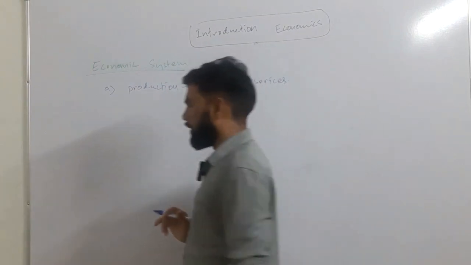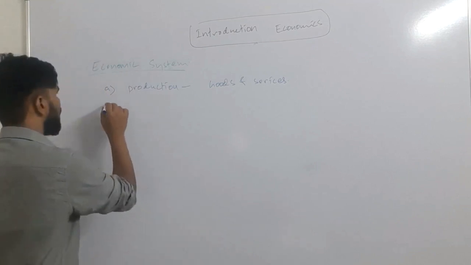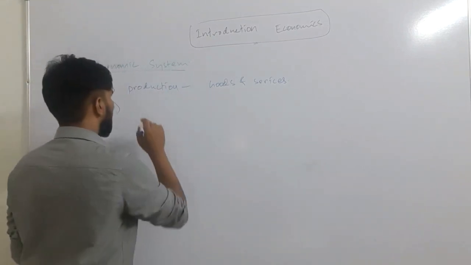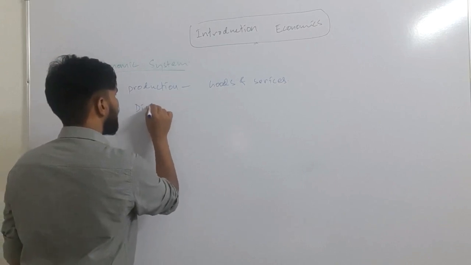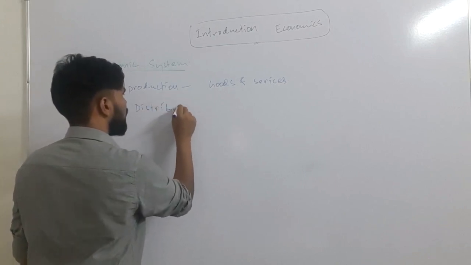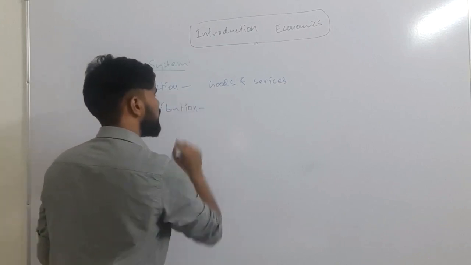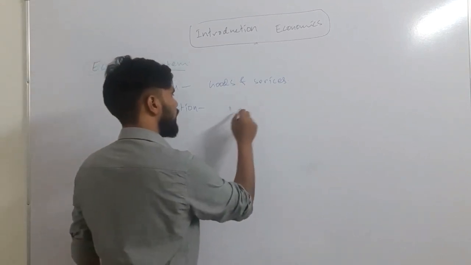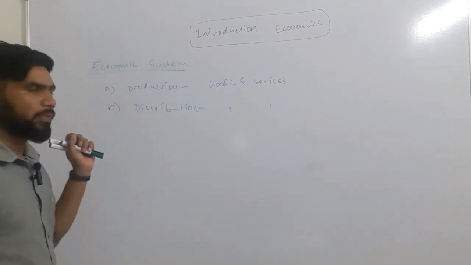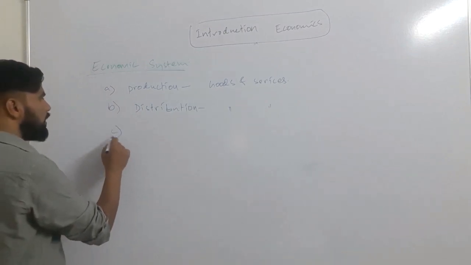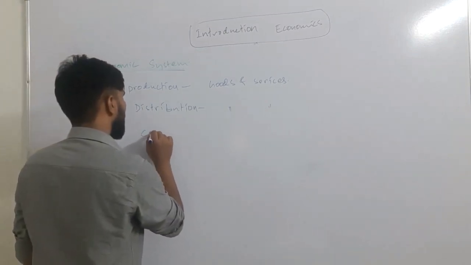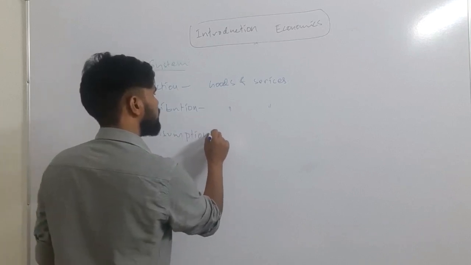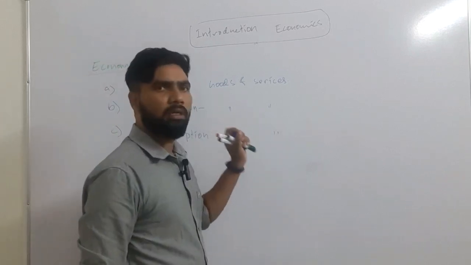What is the second component in an economic system? Once production of goods and services occurs, next is distribution. So these goods and services have to be distributed. That is the second component in the economic system. And what is the third component? The third component is consumption, consumption of the same thing, goods and services.